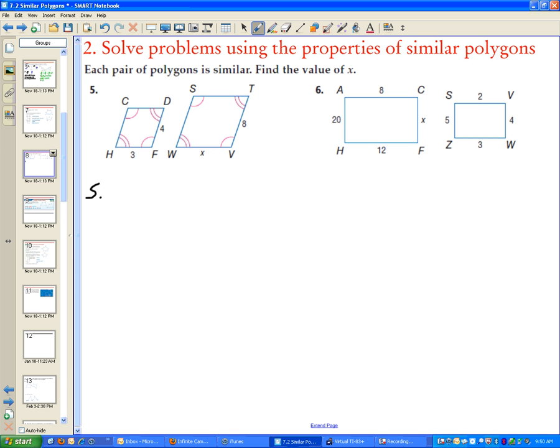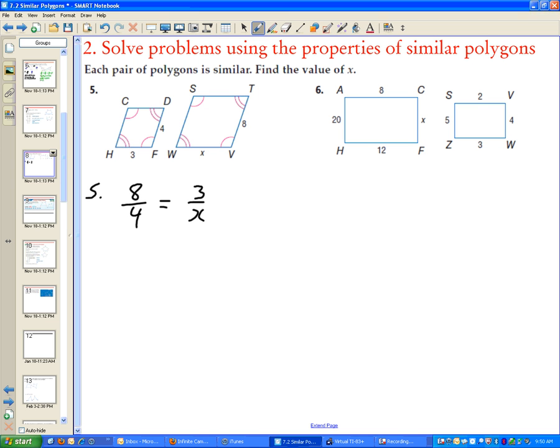what's one pair of corresponding sides? You can just give me the length. All right, 8 and 4. What's the other pair of corresponding sides? Okay, it's x and 3. I'm going to do this. All right, I will not get the right answer. Because what I've done is I've mixed and matched.